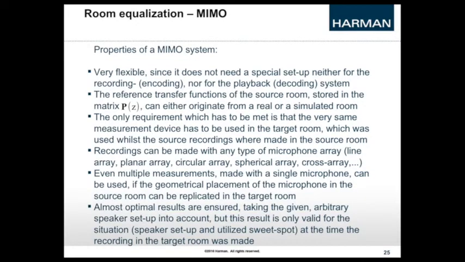So let's go to the properties of the MIMO system. So it is very flexible. It does indeed not need a special speaker setup. So we can neither for the recording nor for the playback room. So I can also use anything. So it doesn't have to follow any standard. The only reason why I want to follow a standard is because of the recording and not because of the setup of the Upmixer, but not by its own. Usually it's so flexible it can handle anything.